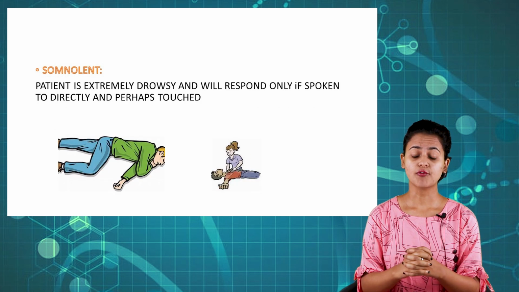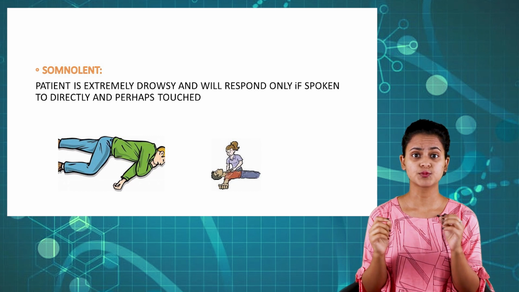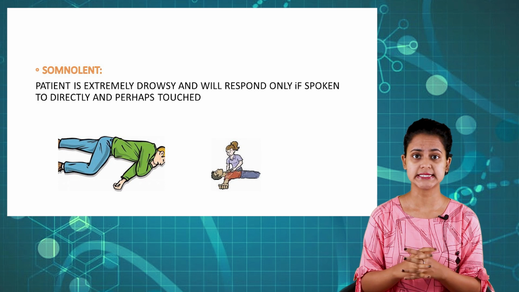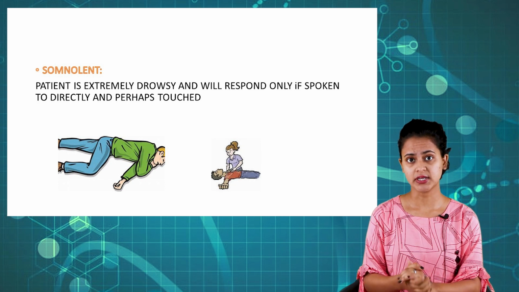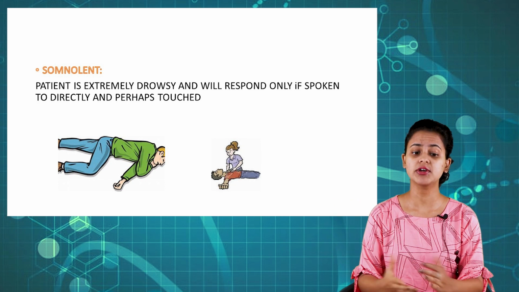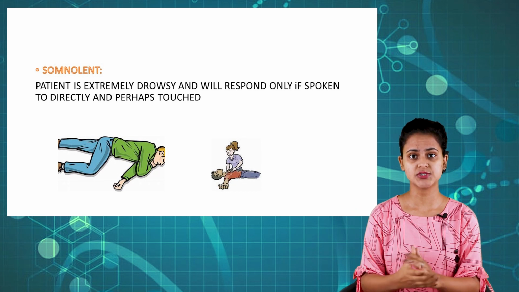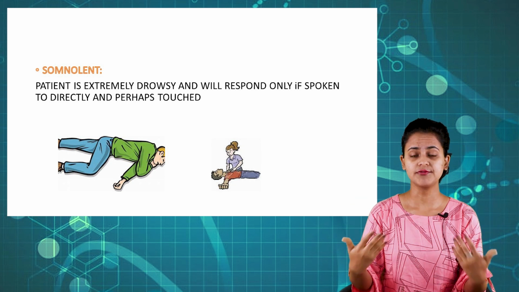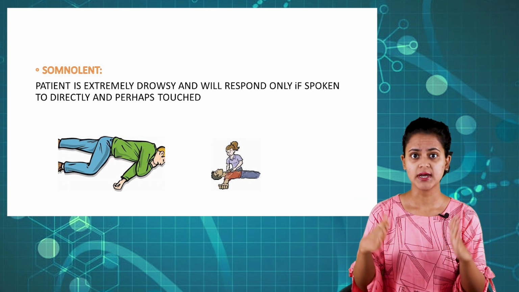The second level of unconsciousness is termed somnolent. In this type of unconsciousness, the individual will have very severe or extreme drowsiness, and a very high or severe feeling of sleepiness.